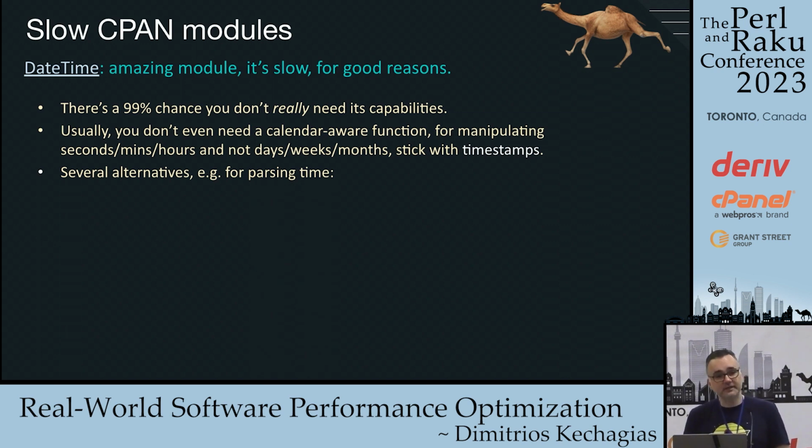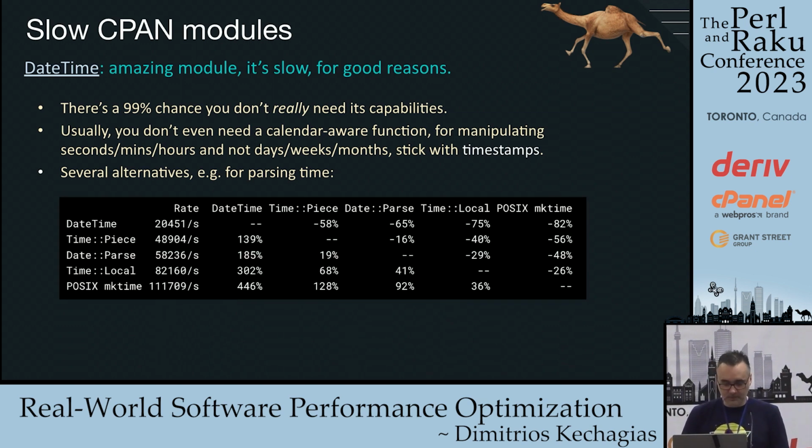There are several alternatives to DateTime for parsing time. For example, I did a test. Usually, unless you're on Mac OS for some reason, POSIX is by far the fastest if it has a function available for you. And yeah, you can use Time::Piece, Time::Local.